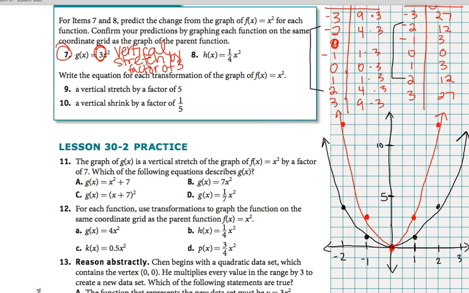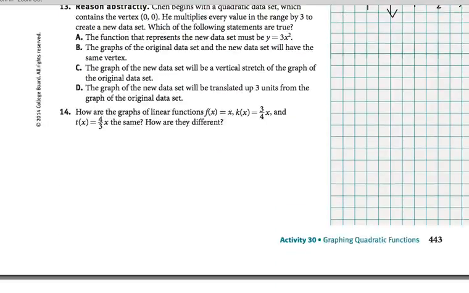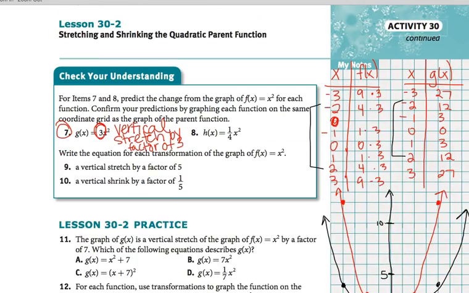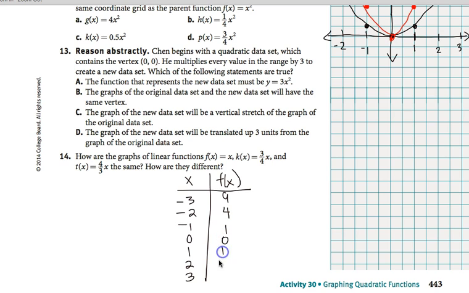All right, so let's check 8 now, see if your prediction was right on that one. So I'm going to use the space over here. I'm going to have to be careful. I'm going to make my tables way down here just because I'm not going to have enough space. So x and f of x. So same as what we had up above. So 9, 4, 1, 0, 1, 4, 9.